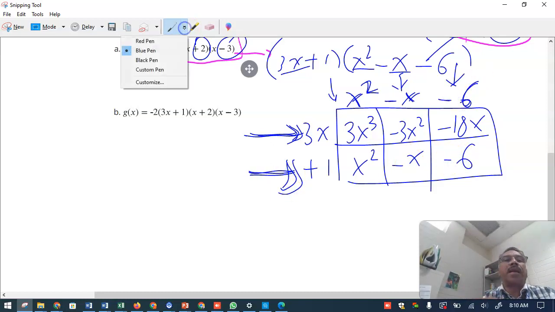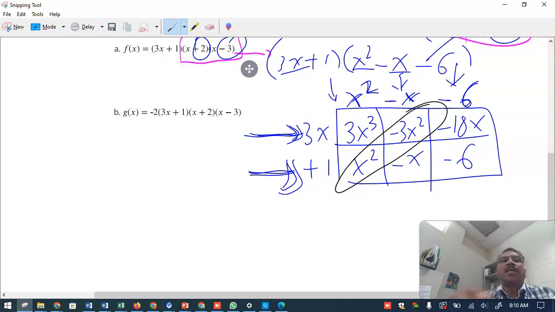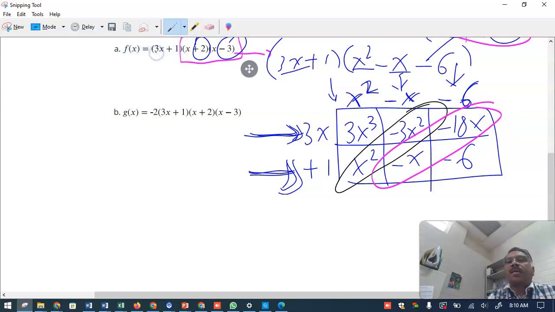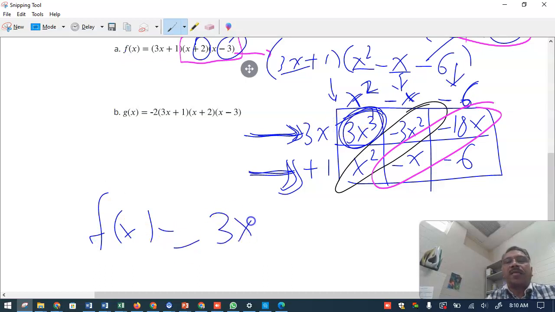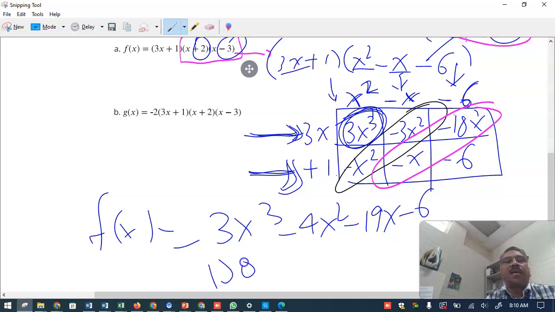Then we combine the like terms. So these are the like terms, and then these are the like terms. So your final product is, this stays the same. So this f of x becomes equal, this stays, so 3x cubed. And this black color together will be minus 4x squared. And the pink color will be minus 19x and minus 6, and you're done. So this is all it is.